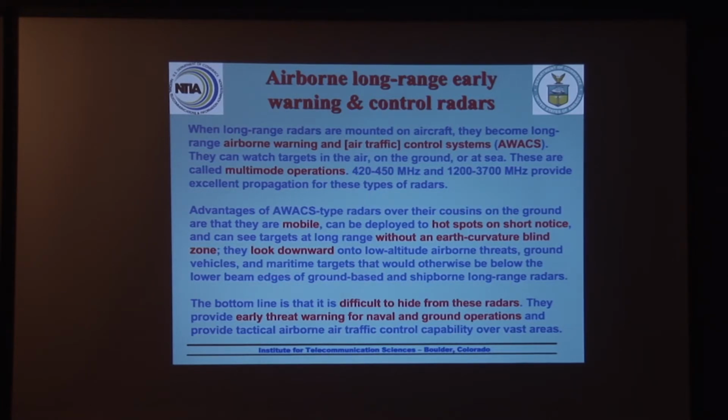Now, having looked at the various types of terrestrial, short-range, long-range microwave radars, we'll look at airborne, long-range early warning, and air traffic control radars. These are called AWACS, generically, airborne warning and control. And by control, they mean air traffic control. But if you try to make that into an acronym, it's horrible, so they just go with AWACS. These are mounted on aircraft, and they can watch other targets that are up in the air, targets on the ground, or targets at sea. These are typically multi-mode systems. In other words, they could be operating in one mode when they're looking toward land, and a second mode when the radar antenna is turned and looking out over the ocean.